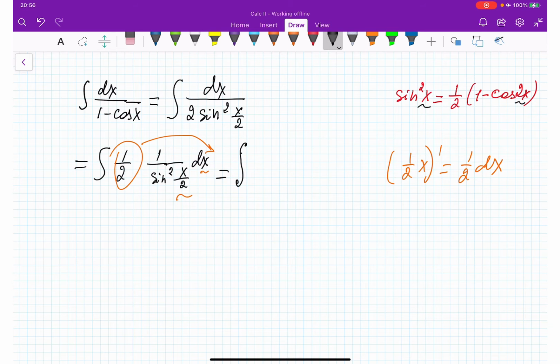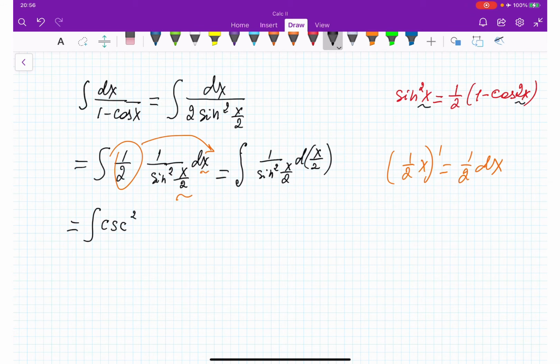the integral of 1 over sine squared half of x, d of half of x. Okay, now I have it in a shape where I can take the integral. So 1 over sine squared, we know that 1 over sine is the cosecant, right? Okay, so let's write it down.